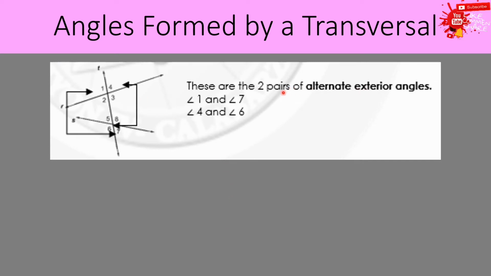Now we have alternate exterior angles. We have two pairs: angle 1 and angle 7, then angle 4 and angle 6. So what do we mean by alternate exterior angles?